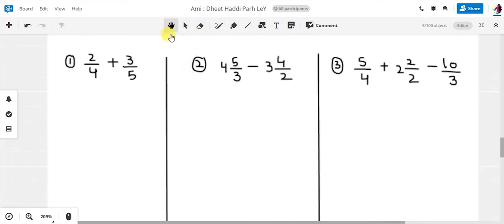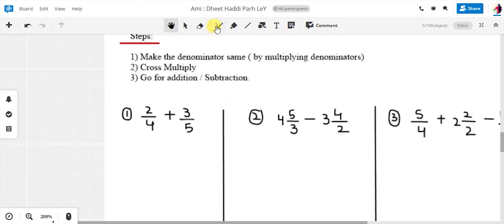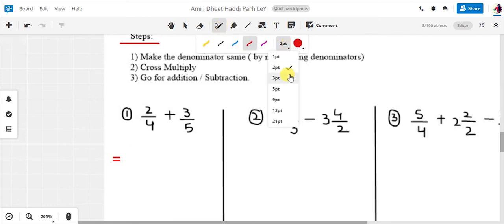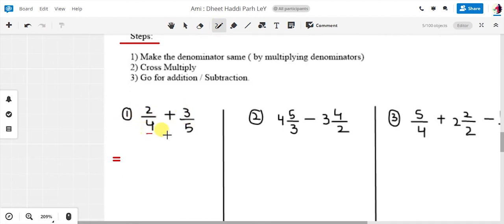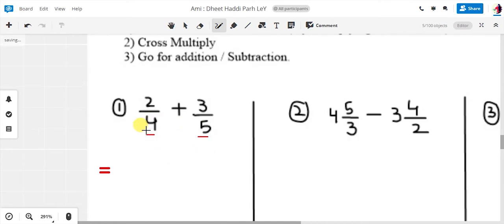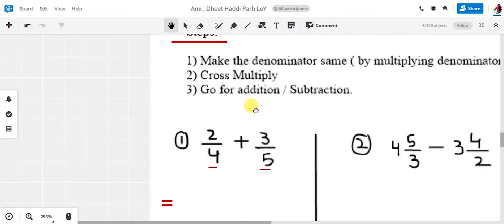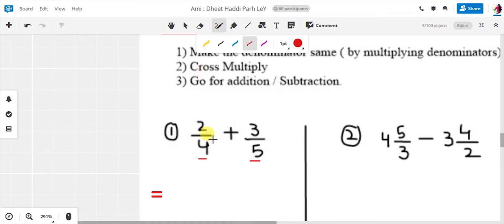Okay, question number 1. Let's solve the first question by looking at the steps. Now see, since this is 2 over 4 plus 3 over 5, look at the denominators. This is 4, this is 5. It means we have different denominators, right? So this is an unlike fraction. So how are we going to solve the unlike fraction?